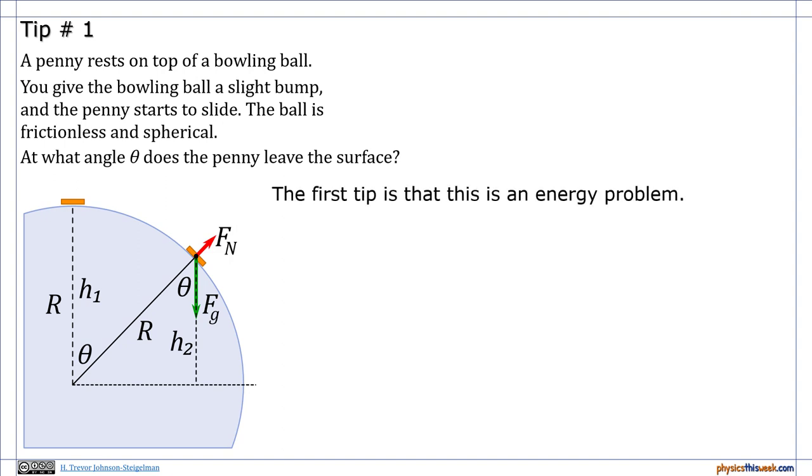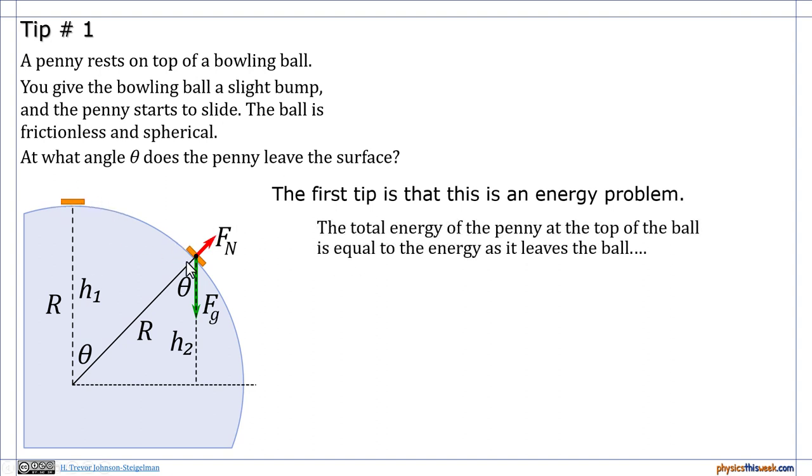Okay, so the first tip is that this is an energy problem. You want to look at the energy at the top and the energy at the point where it leaves the ball. So up here's your initial, down here's your final. At the top, it has kinetic and potential energy. One of those, hint, hint, might be zero. Down here, it has kinetic and potential energy as well.